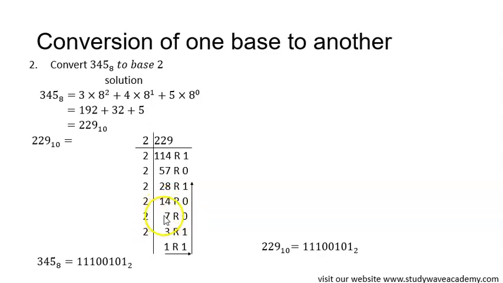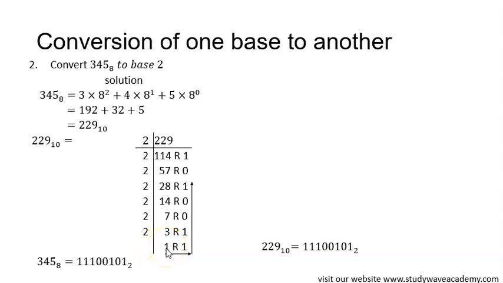So 2 divided into 7 gives you 3 remainder 1, because 2 times 3 is 6 and we are looking for 7. There's a remainder of 1. Okay? So when 2 divides 3, it gives you 1 remainder 1, because 2 times 1 is 2 and we are looking for 3, remainder 1. Okay? Do you understand? So we have gotten to 1. 2 cannot go into 1, so we leave it this way.